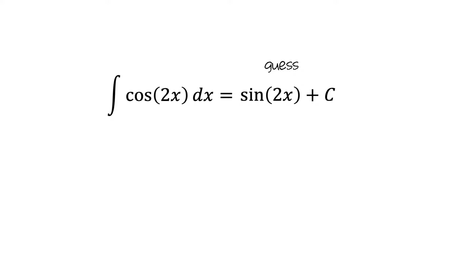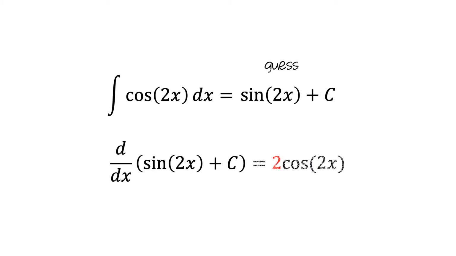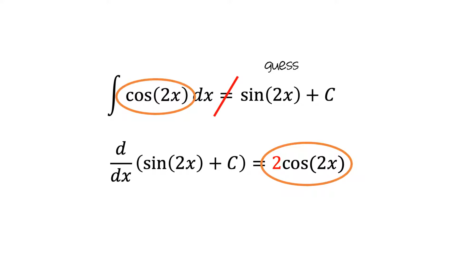constant c. However, if we check this answer by differentiating, we'd need to apply the chain rule and would get 2 times cosine of 2x, which does not match the function we were originally integrating. This means that our guess was incorrect, and sine of 2x plus c is not the general antiderivative of cosine of 2x. However, our guess wasn't too far off.